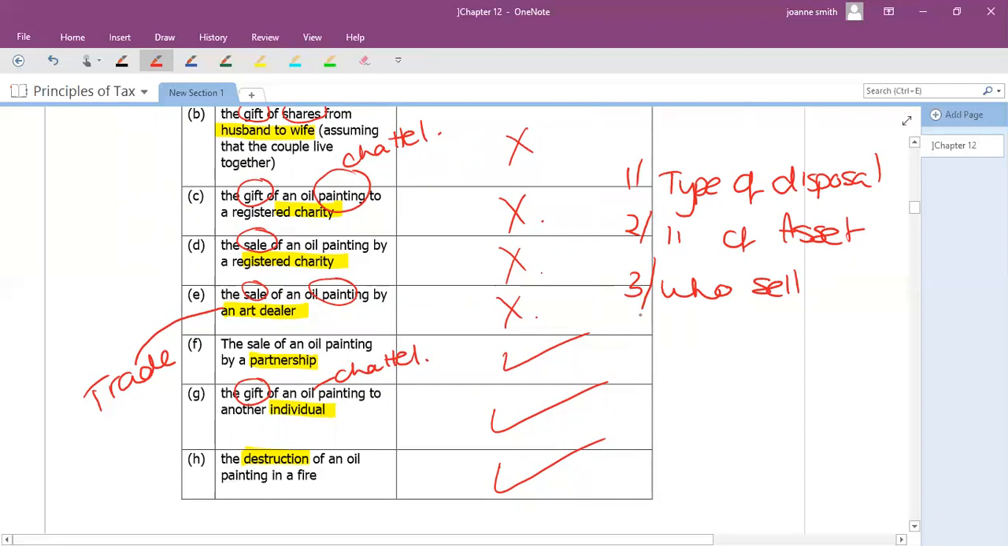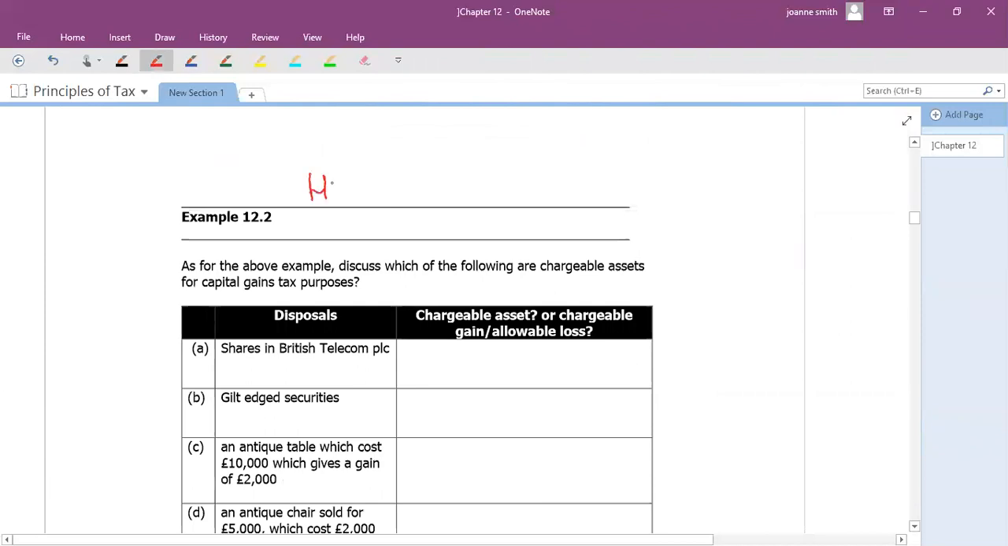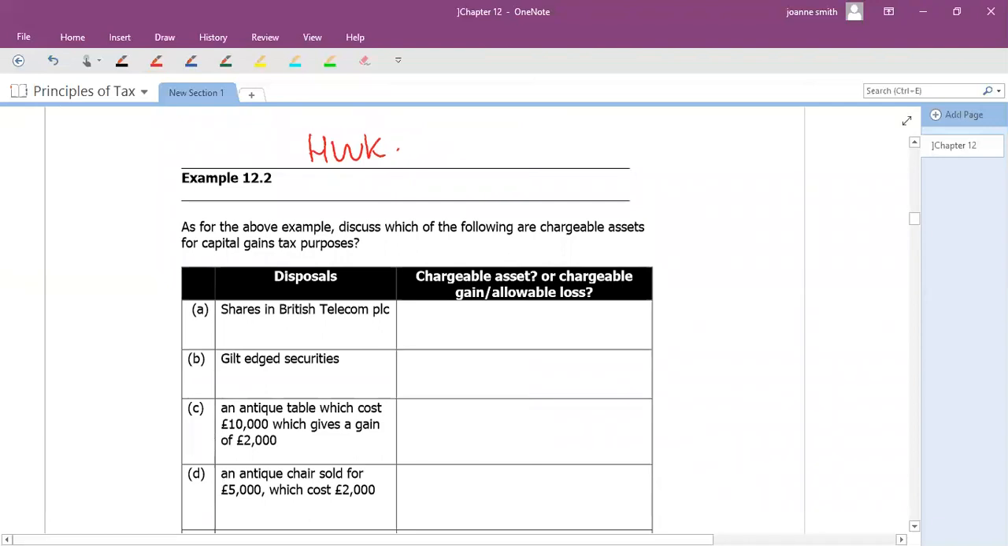So if you're happy with that example, then you can have a go on your own at example 2.2 for homework. And remember, all the answers to these examples can be found on Moodle if you look at the capital gains tax section.